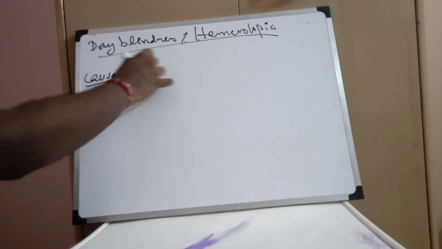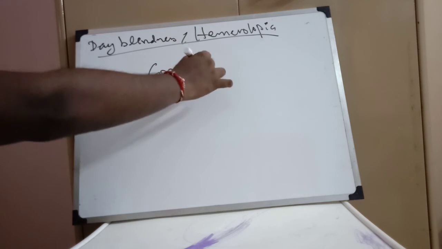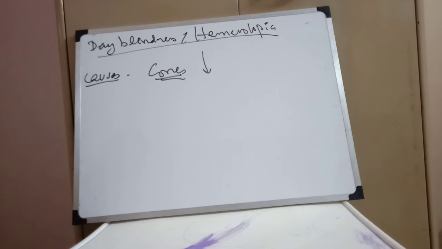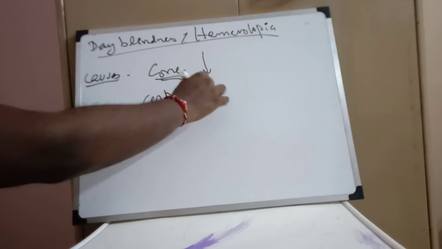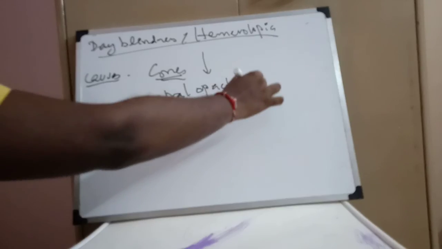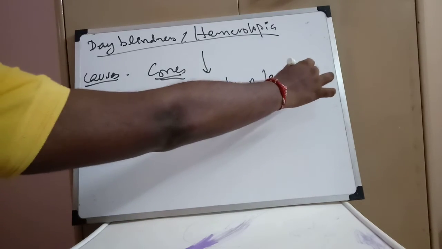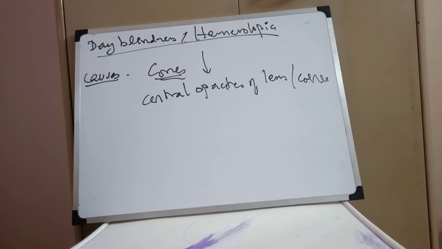Number one, it can be due to cones. Any condition affecting the cones, reduction in the quantity of cones, whether secondary, congenital, hereditary, or traumatic, or even degeneration of the cone cells. It can also be due to central opacities of the lens or the cornea. This is a very beautiful mechanism by which central opacities of the lens or cornea are going to cause day blindness.